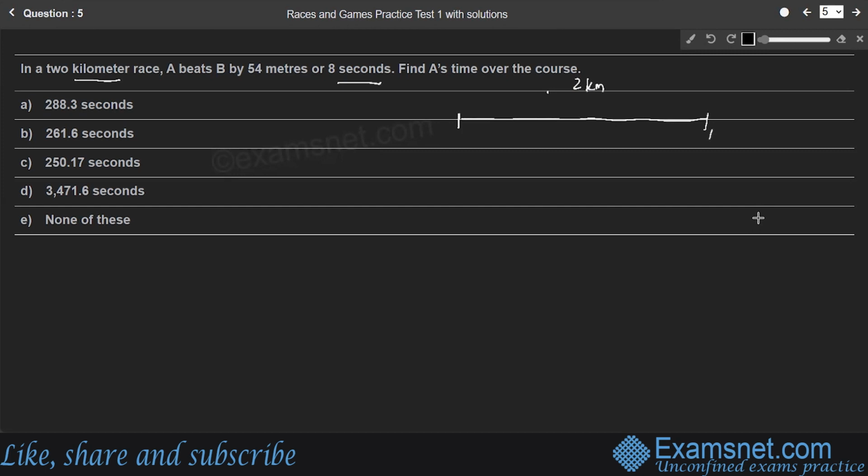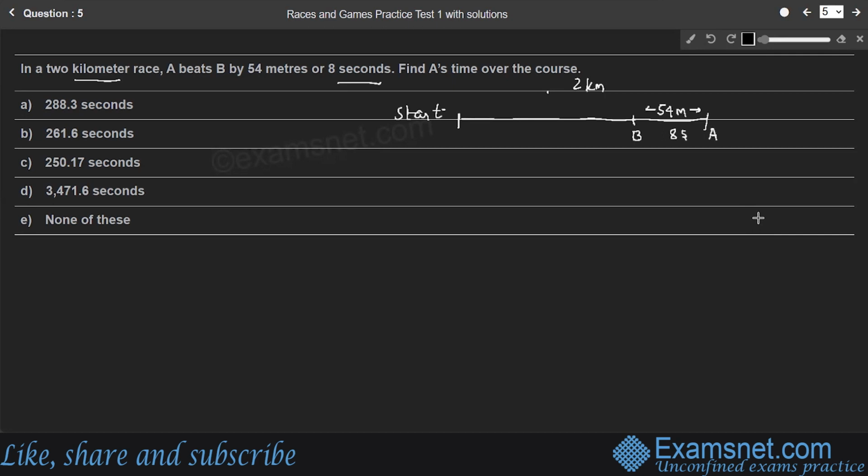That means when A reached the destination from the starting point, B will be somewhere here such that the distance between A and B will be 54 meters. Therefore, the statement: A beats B by 54 meters or 8 seconds.